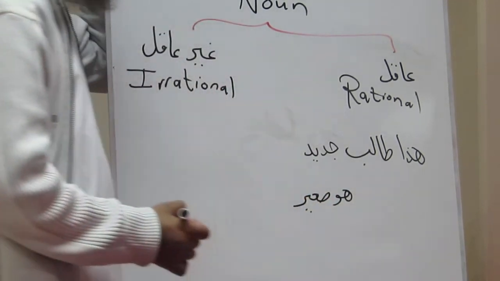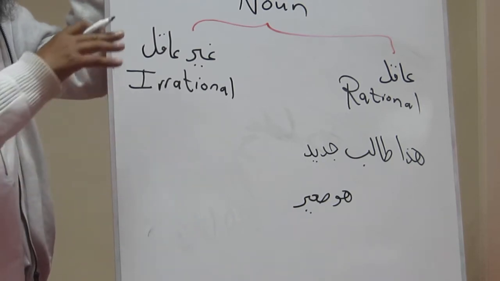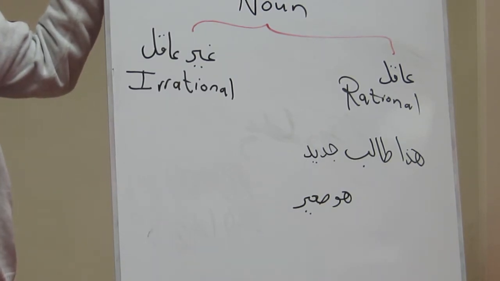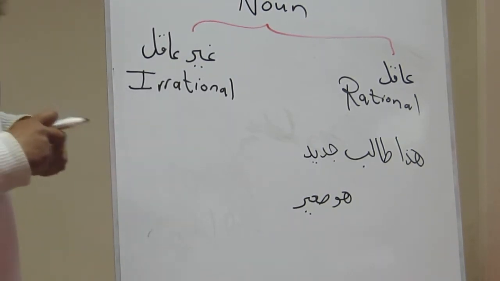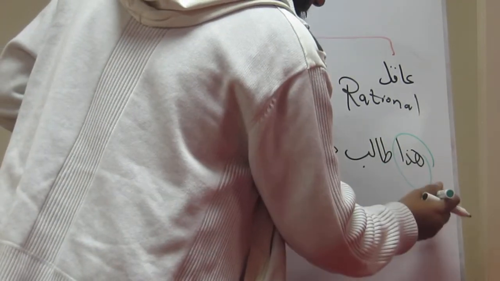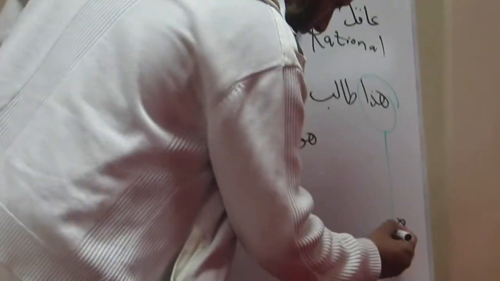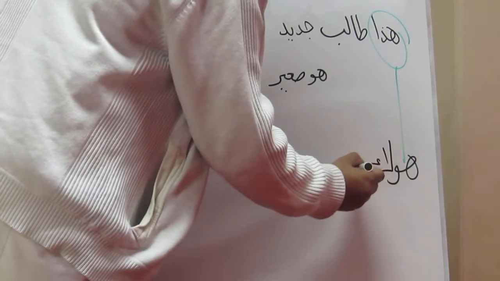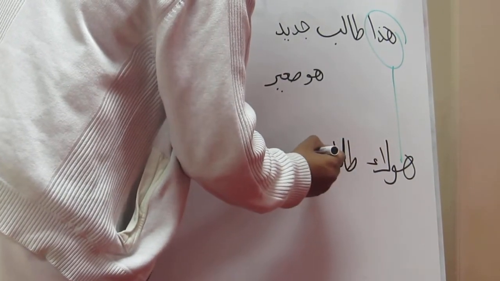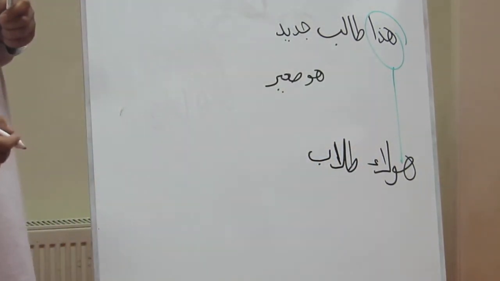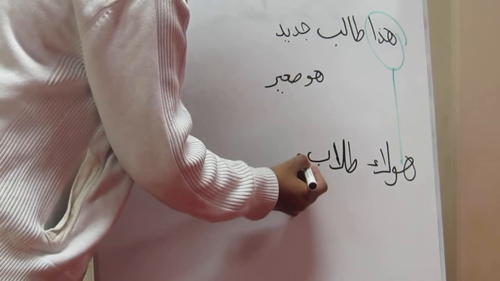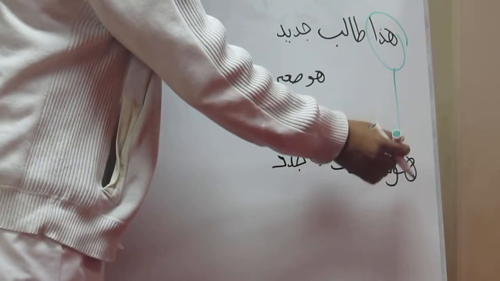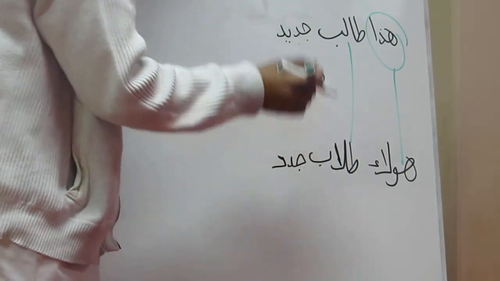Okay, that's understood. But now I want to change this هذا طالب جديد into plural. And we know it's aqil. So we have learned what is the plural of هذا. The plural of هذا, yes, is هؤلاء. The plural of طالب, طلاب. The plural of جديد, جدد. So can you see what we've done? We've changed هذا to هؤلاء, طالب to طلاب, and جديد to جدد.